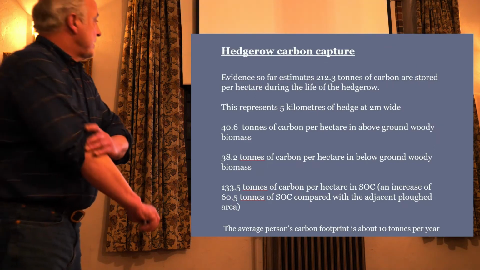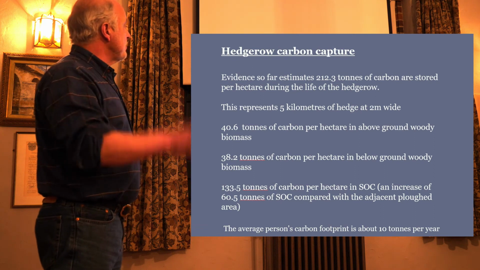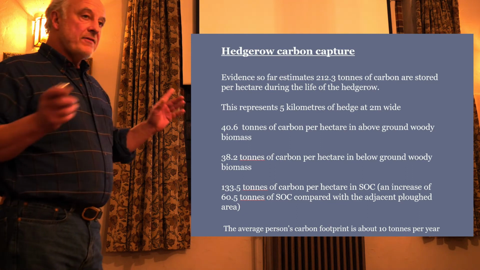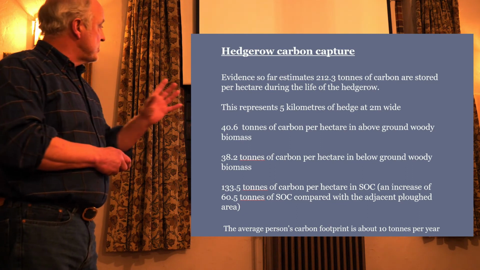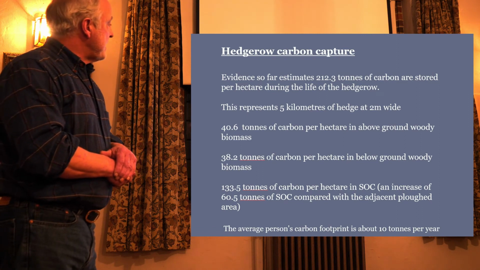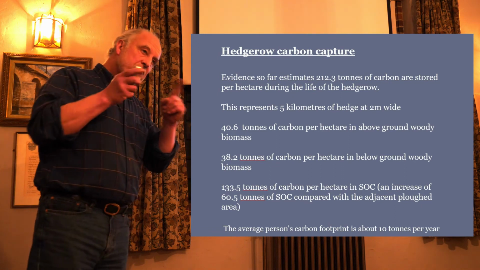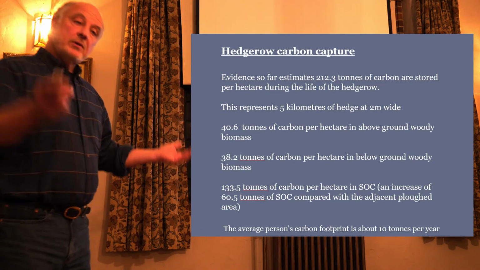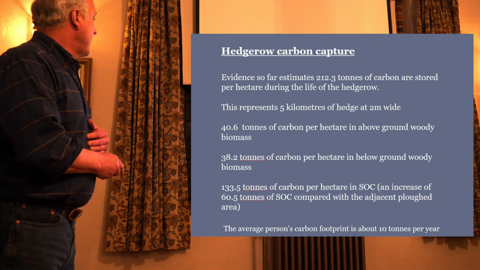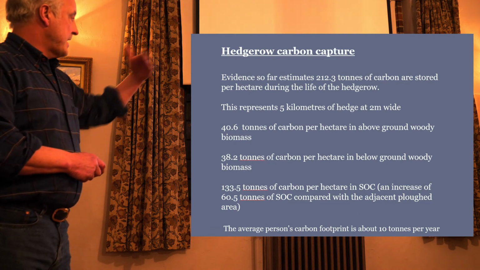So, hedgerow carbon capture, really quickly. To be honest, the evidence is still not hard and fast. But it's estimated at the moment that 212.3 tonnes of carbon are stored per hectare during the life of a hedgerow. They put it in a hectare, but that actually equates to 5 kilometres of hedge if the hedge is 2 metres wide. That is made up of 40.6 tonnes of carbon in the above ground woody material. Worth remembering that, because when we chop down a hedge or make it regrow, that carbon actually becomes a sustainable fuel source, perhaps wood. 30 tonnes of carbon per hectare in below ground woody biomass. Per hectare again is 5 kilometres.